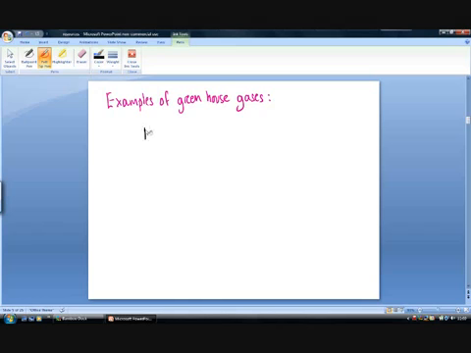Let's have a look at some examples of greenhouse gases. Now, the first one is water, H2O. The other one is carbon dioxide. And the next one is CH4, methane. These are the main ones.